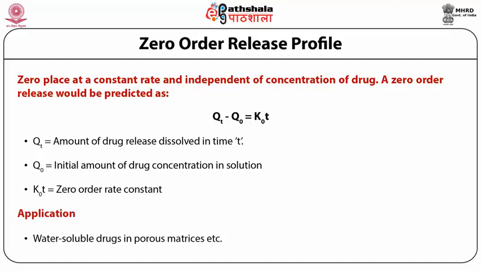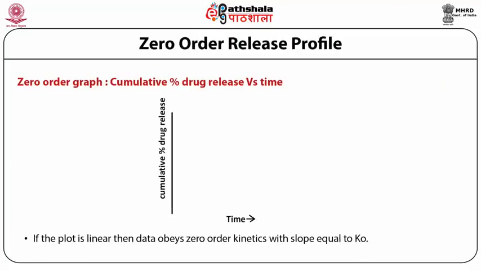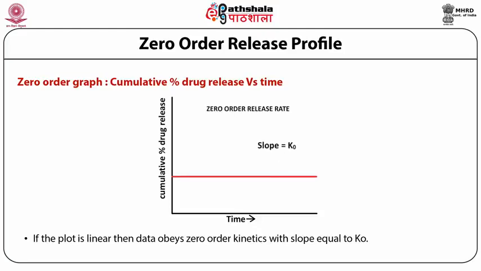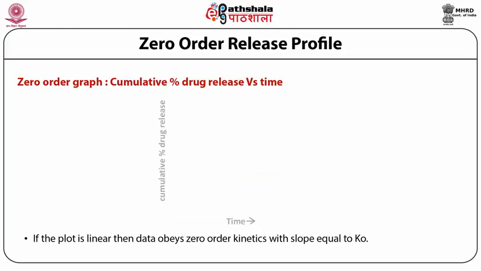The primary applications of the zero order release profile are pharmaceutical dosage forms which show modified release, which might include transdermal systems and matrix tablets for drugs which are soluble and can be delivered in this system. Students, let us very quickly go through how we can assess the zero order release profile.